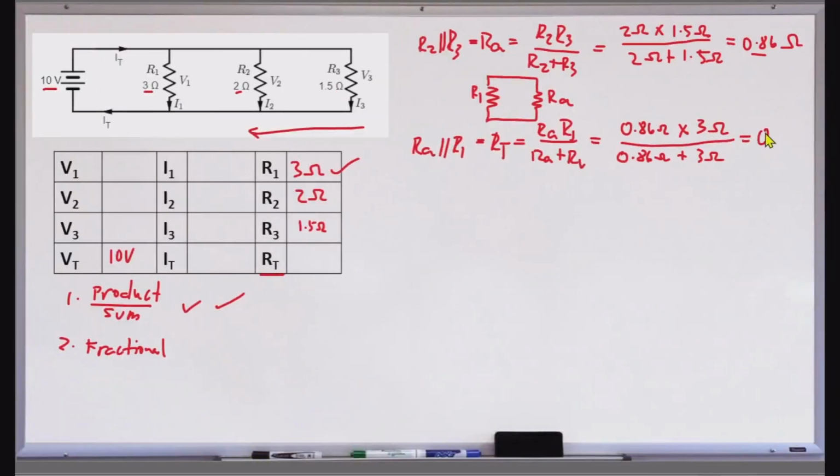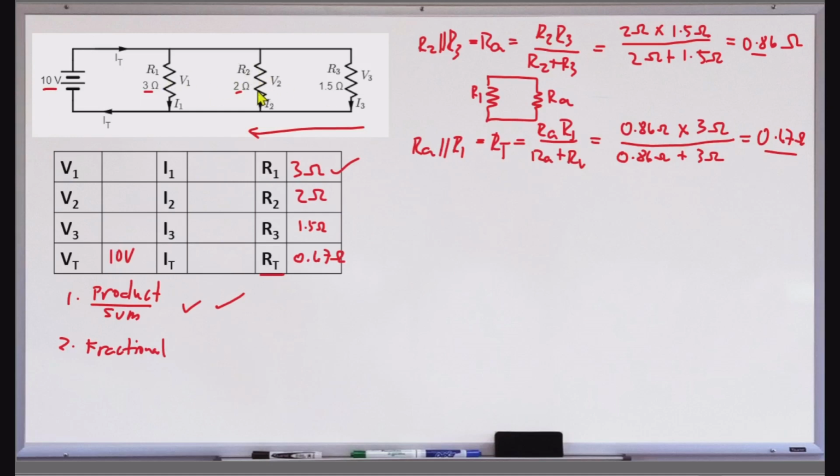So 0.67 ohms. So we can say that this is our total RT. So that is 0.67 ohms. Now, there is an easy way to solve it, since they are only, what do you call this?